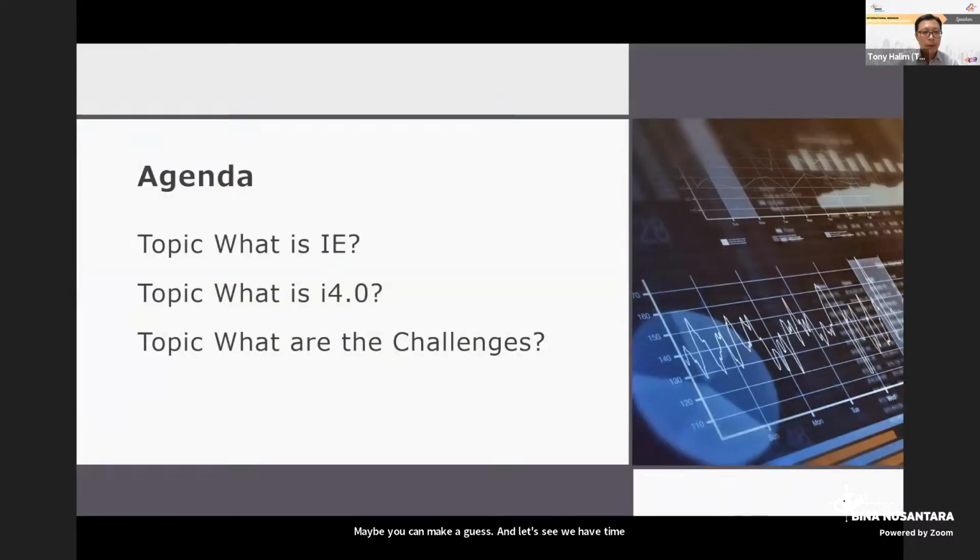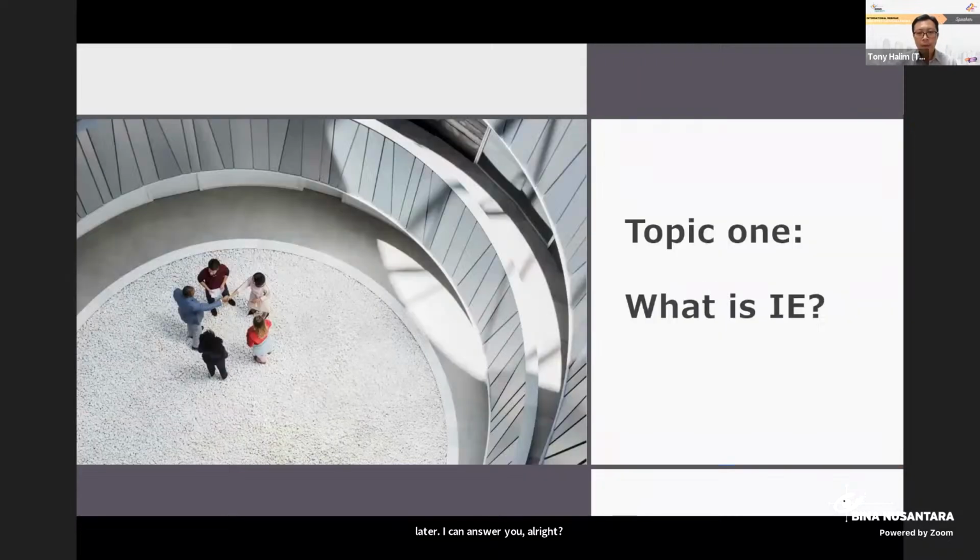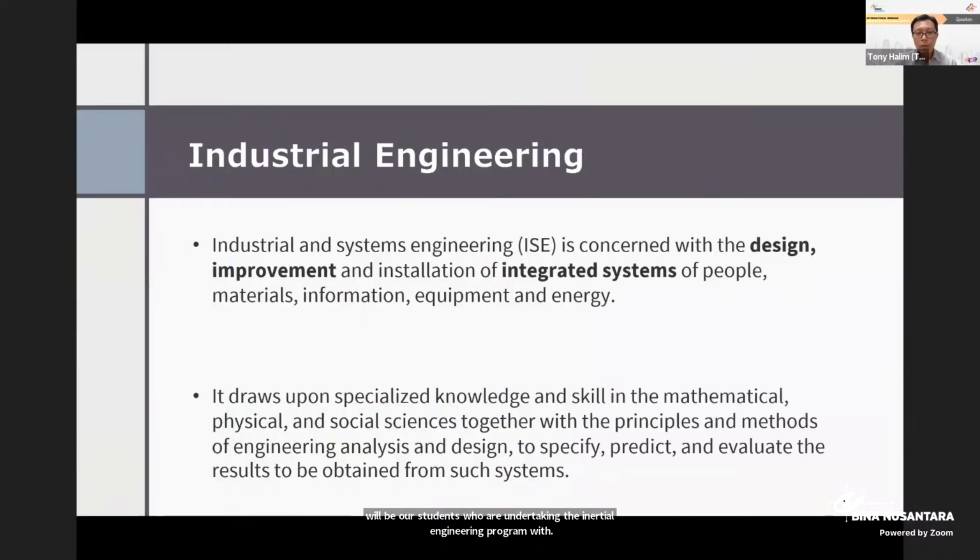Okay, so this is the agenda that I'll be covering. First of all, let me give an overview about what exactly is industrial engineering, because I believe most of you are students undertaking the industrial engineering program with BINUS. In a nutshell, let me quickly run through this. I believe your lecturers are the experts in this area, and throughout your journey with BINUS, you will learn even more details about what industrial engineering is all about and why it is a very useful discipline.